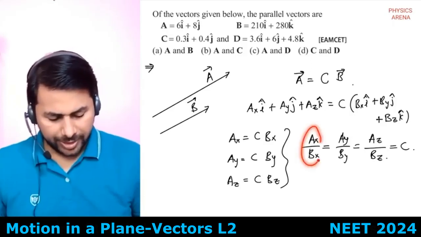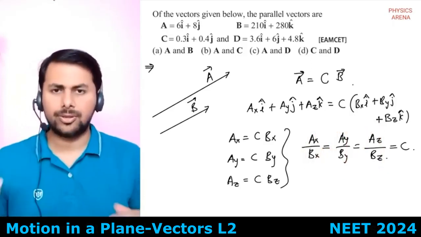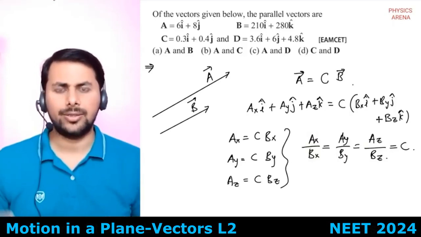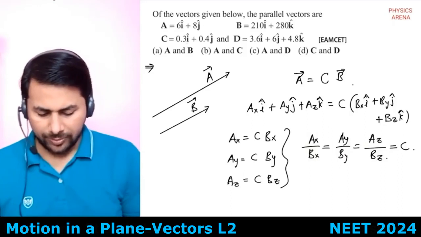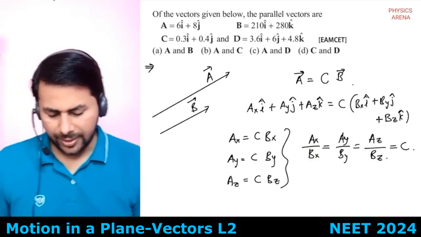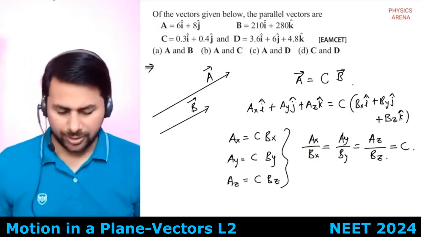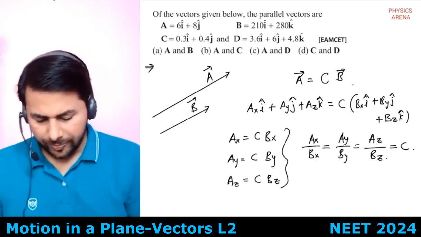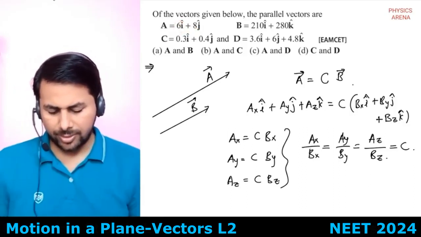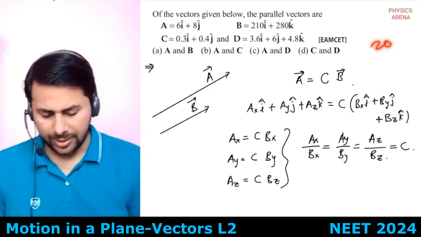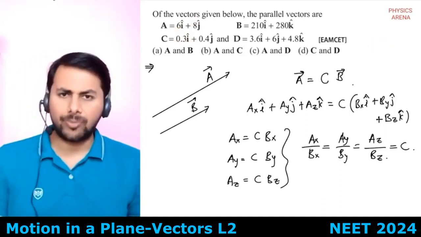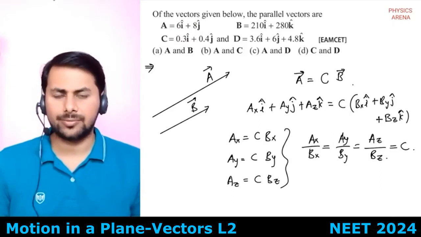So if ratio of components of two vectors are equal, then the two vectors are parallel. And here you can very easily check that A bar and C bar, as Raghu said, they are parallel. So ratio is what? 6 upon 0.3 will be how much? It is 20. It's equal to 8 divided by 0.4, that's 20.